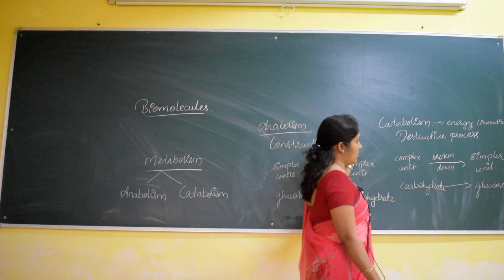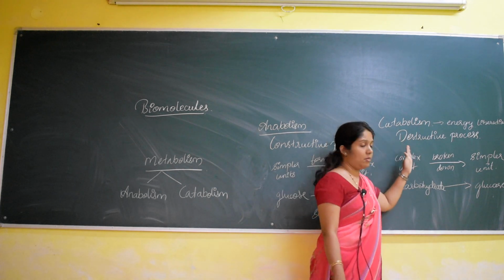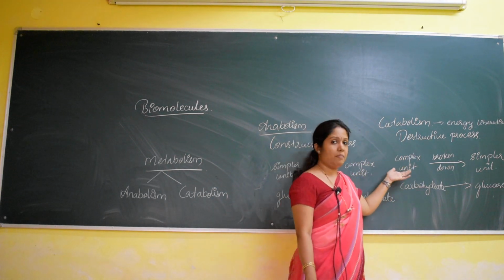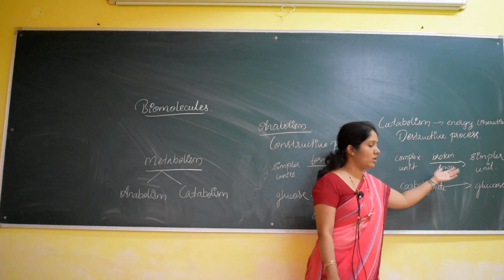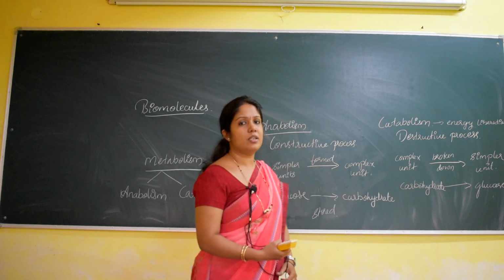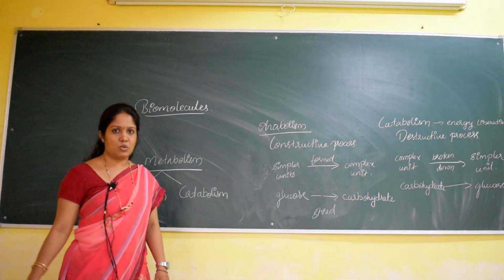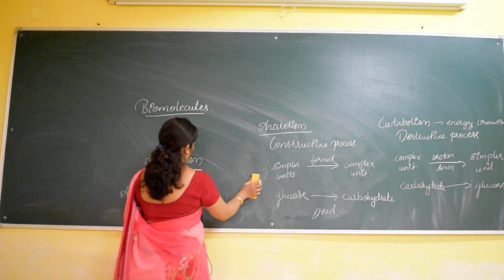Whereas in catabolism, if you remember one, the other one you can write on your own. What happens in catabolism? The complex unit, whatever it is, will be broken down and converted into simpler units. Those simpler units are the energy sources. Is it clear? So that is about metabolism.